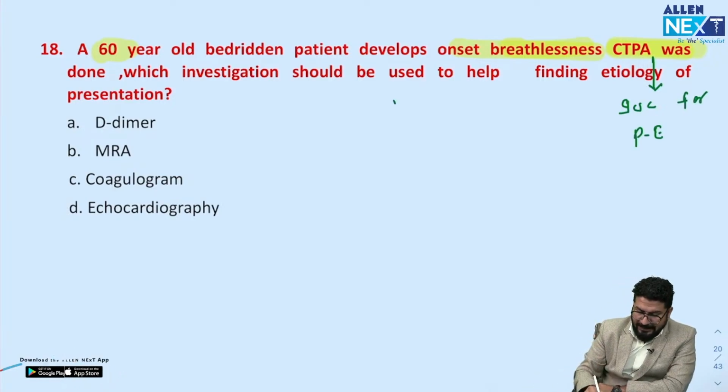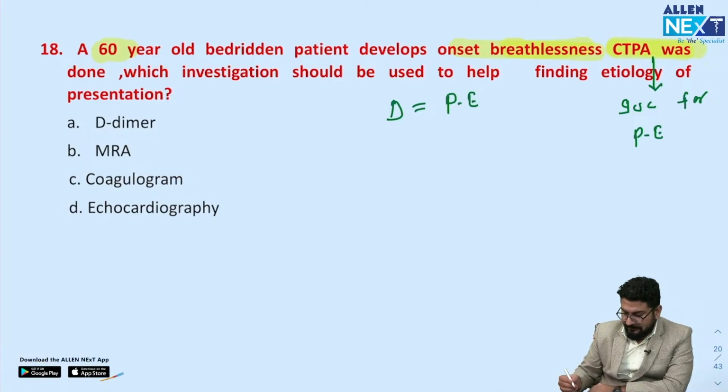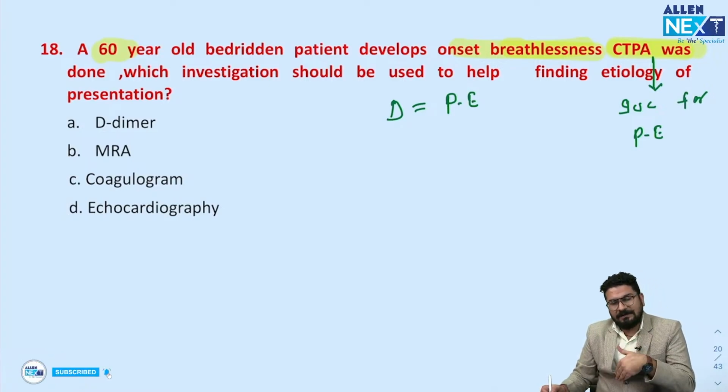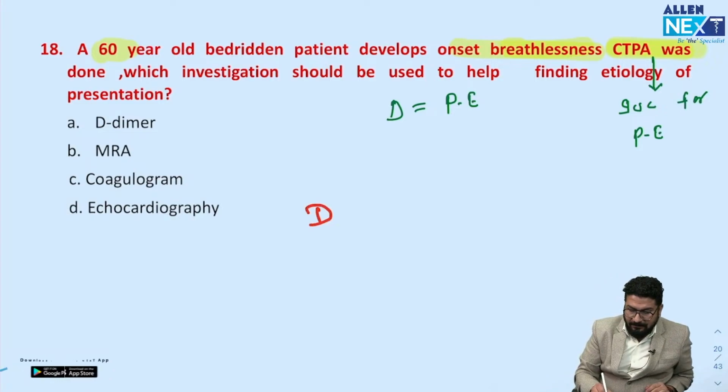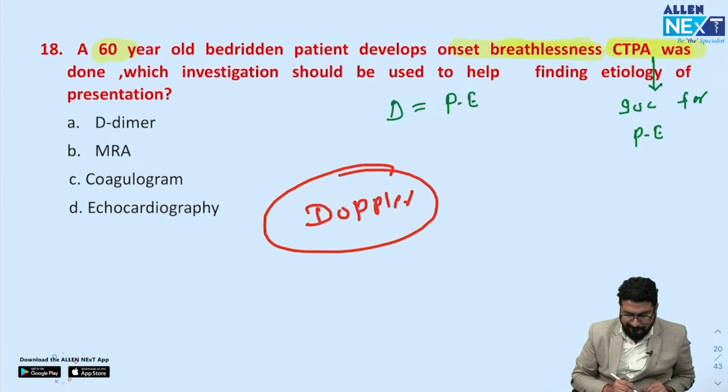So it's a case of pulmonary embolism, that is the diagnosis I can make with this. Which investigation should be used to help find the etiology of the presentation? What else can we do? Remember, one thing we can do is a color Doppler of the vein, because most emboli migrate from the lower limb. But color Doppler is not given in the options.